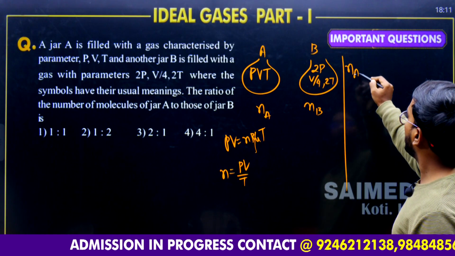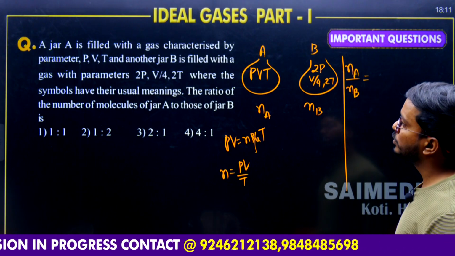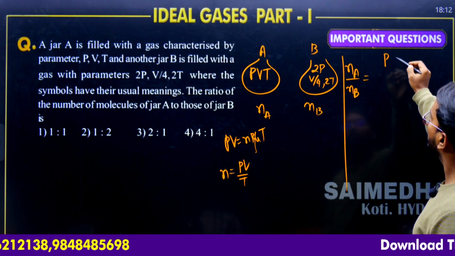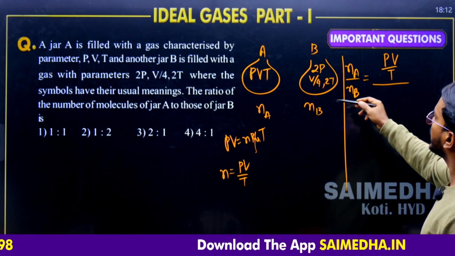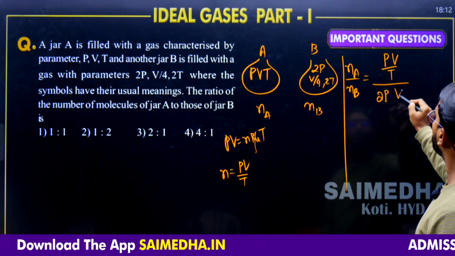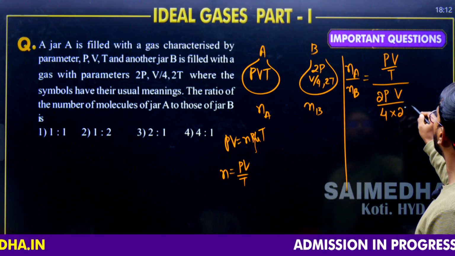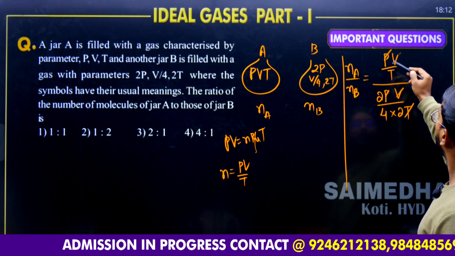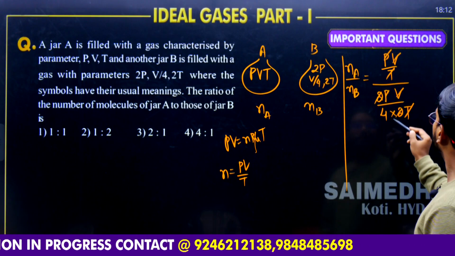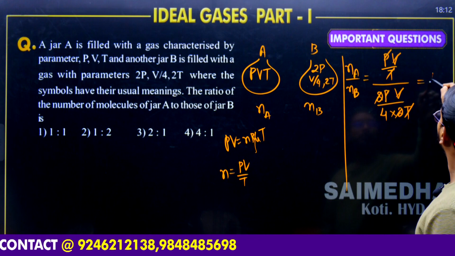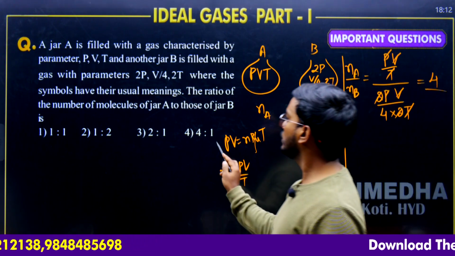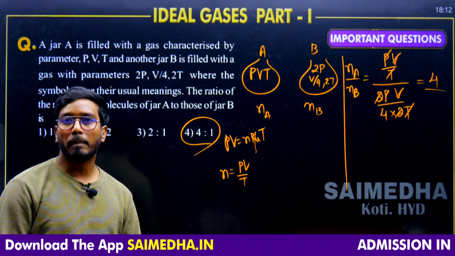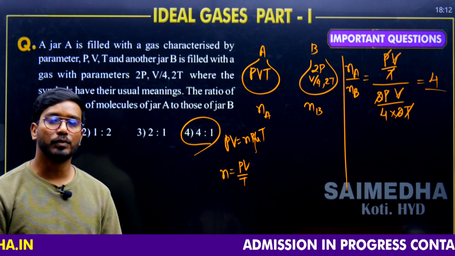So Na divided by Nb, the ratio of the number of moles in jar A to that in jar B. Na is first P V by T, divided by second, pressure is 2P, volume is V by 4, temperature is 2T. PVT gets cancelled. This 2 gets cancelled. 1 by 4 going to the numerator will become what? 4. So what is the final answer going to become? 4:1. Go through it. So this is all about part 1 of ideal gas.